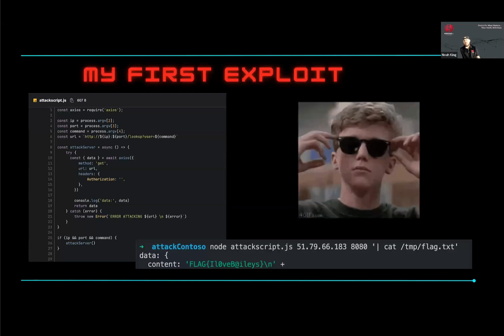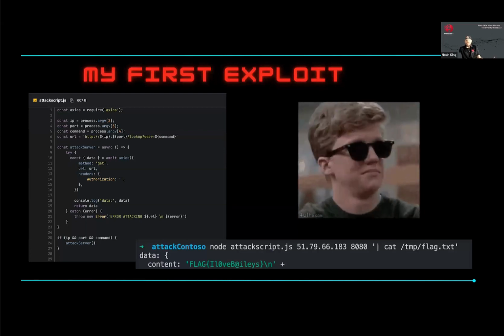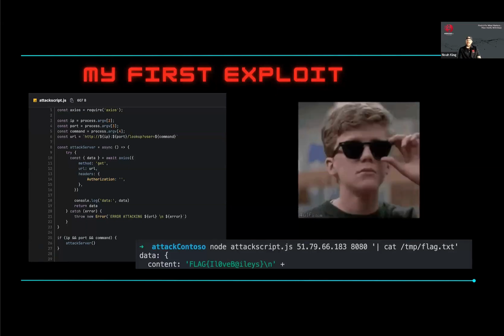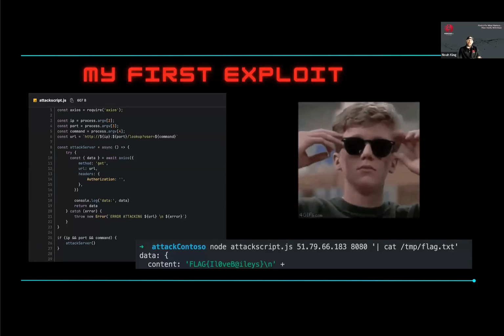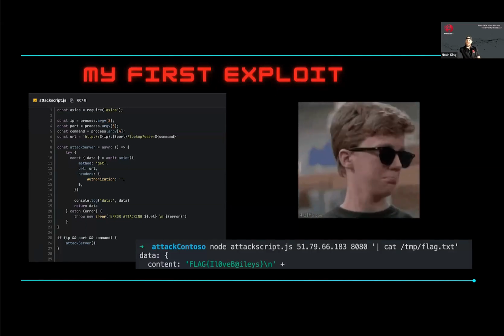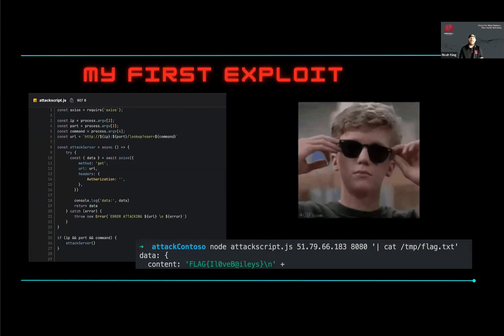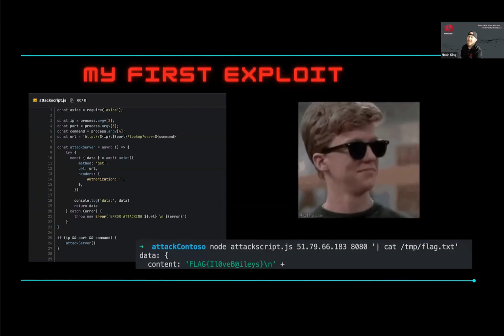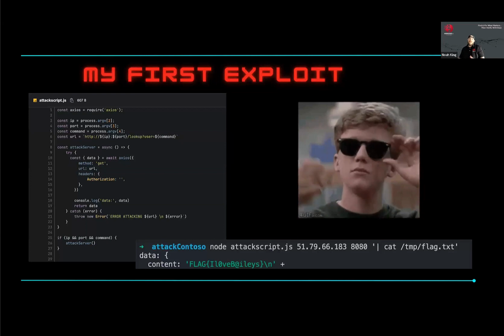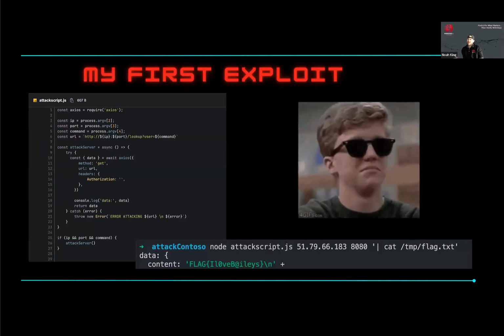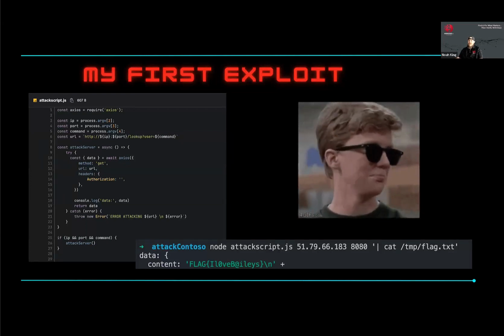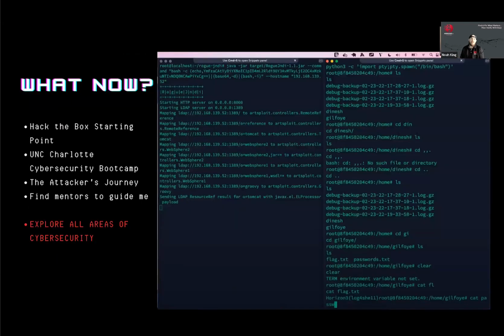So I wrote my first exploit, and I was feeling really good about myself. Kind of like this guy in this meme. It's a little shaky putting sunglasses on at first and getting confident, but then you do it and you start feeling really confident. But then reality kind of hits, right? I don't have that much experience with cybersecurity. And so like, where do I go from there? What do I do now?